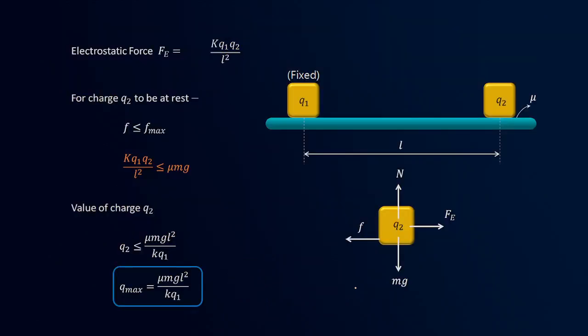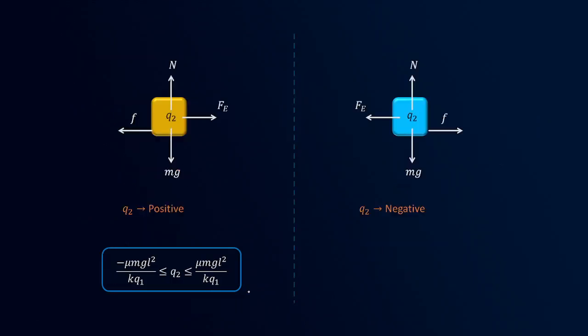Simple. So the force acting is k q1 q2 by L square. For charge q2 to be at rest, F should be less than or equal to F max. K q1 q2 by L square should be less than mu mg, and we can simplify, right? So if q2 is positive, then its value should lie below this quantity, and if it is negative, then again just reverse the quantity, and we can simplify, right?